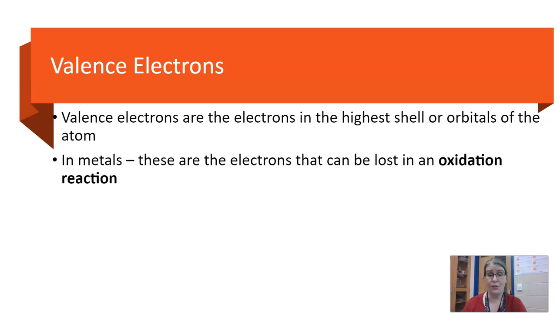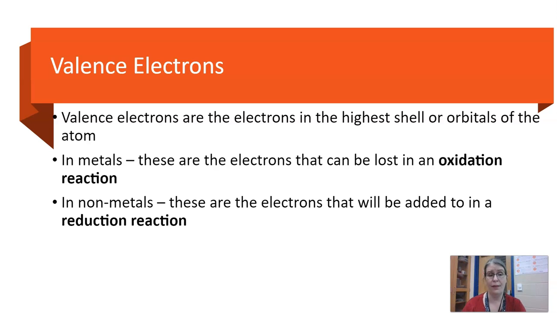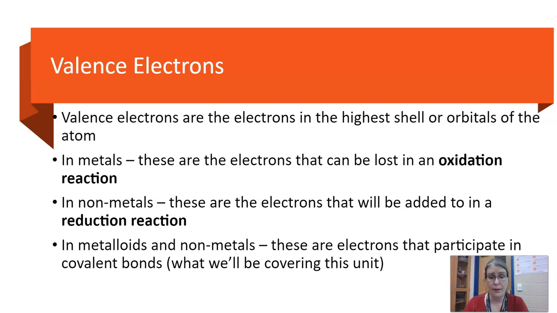So if metals lose electrons, then nonmetals are the elements which will gain electrons. And they will gain electrons into their valence shell. That's a reduction when an atom gains electrons. The other option in metalloids and nonmetals are that these valence electrons don't lose or gain, but they are shared, which is something that we'll cover later in this unit in more depth.